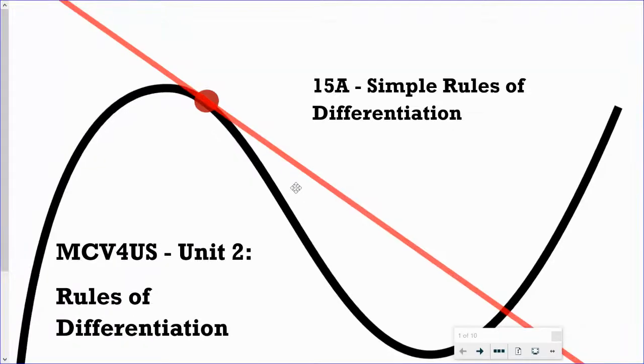Hello everybody and welcome to our lesson on section 15a, which is about simple rules of differentiation. This is a very important lesson as we're going to start to learn our derivative rules.